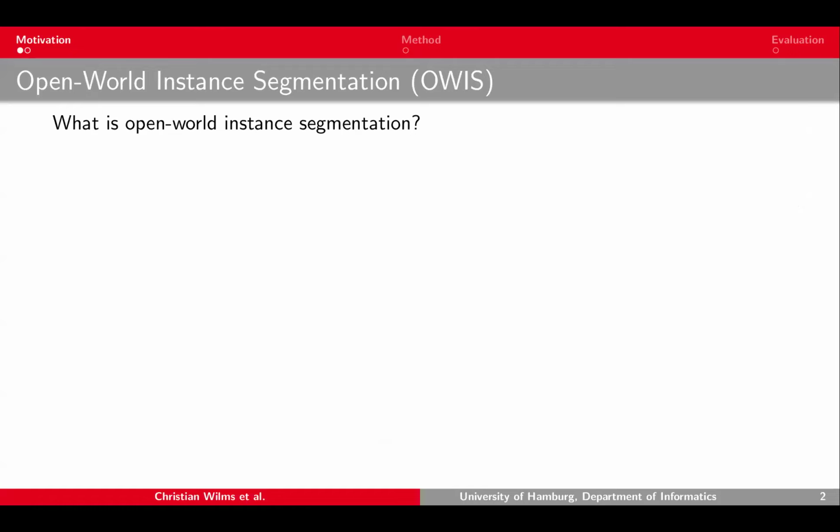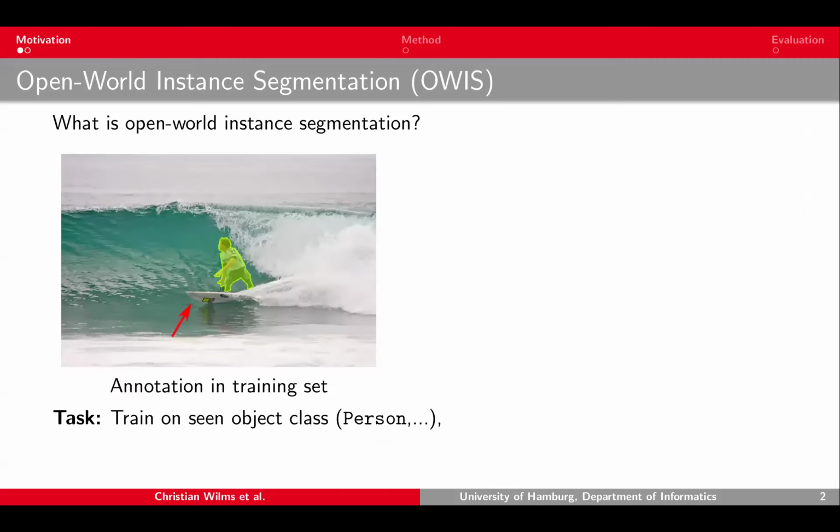So in traditional instance segmentation, the task is to segment all objects in a closed world. So we know during training all object classes, and this is different in open world instance segmentation. In open world instance segmentation, we have during training a set of seen object classes which are annotated in the training data. For instance, here in this example, the person.